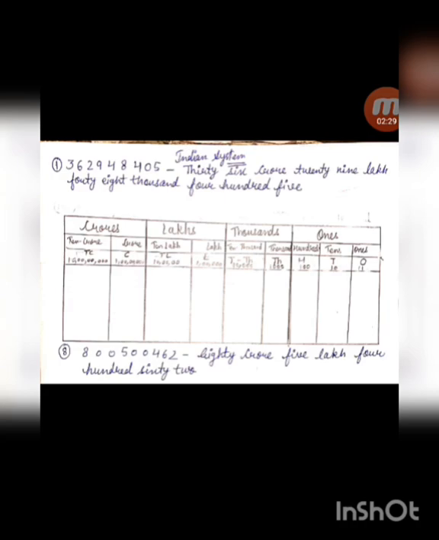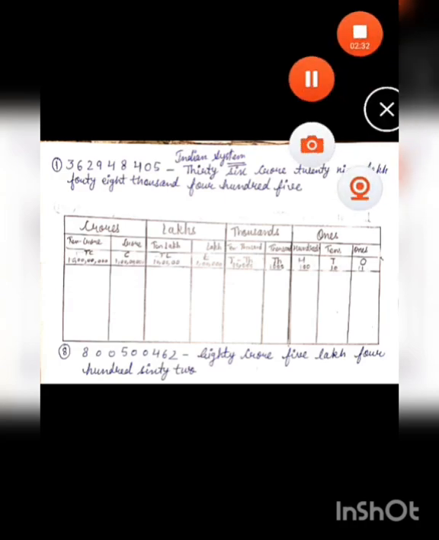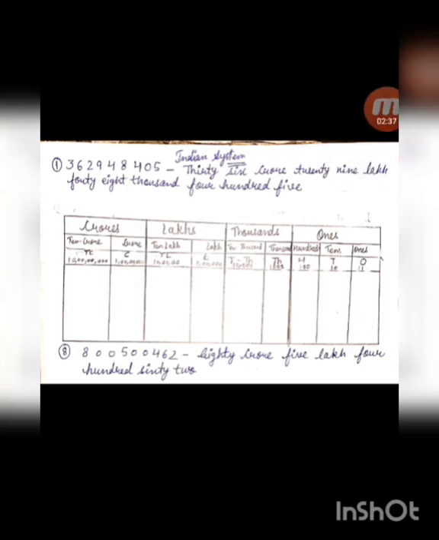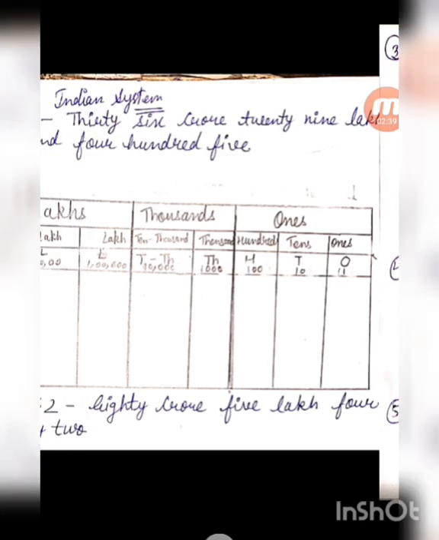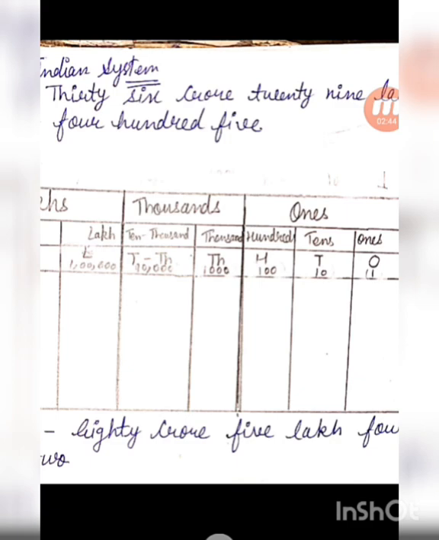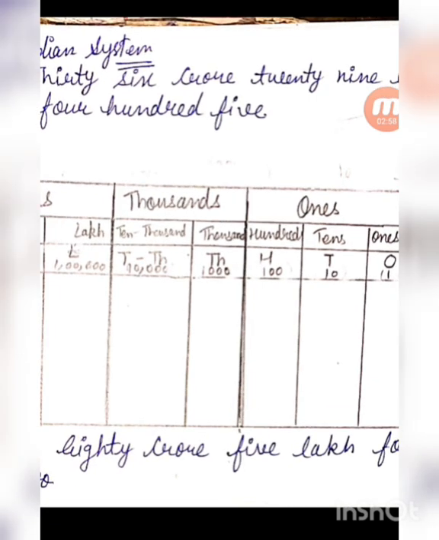First of all, you have to make this chart. You can see a tabular form of the Indian system here. I have drawn this using a pencil. At the very first, I have created a table for ones. In ones, there will be three columns: O, T, H. O is for ones, T for tens, and H for hundreds. The value of ones is 1, as is clear from the name. 1 means 1, 10 means 10, 100 means 100.